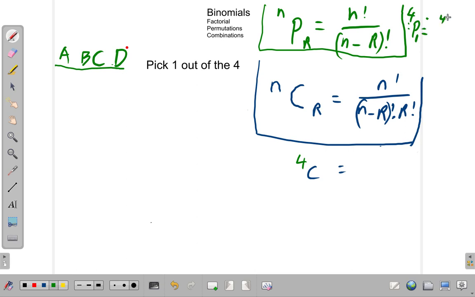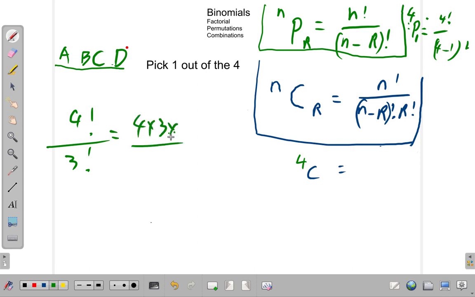4P1 would be 4 factorial over 4 minus 1 factorial. Let's work it out here. 4 factorial over 4 minus 1 factorial, which is 3 factorial. 4 factorial is 4 by 3 by 2 by 1. 3 factorial is 3 by 2 by 1. When you cancel down, you get 4. So the answer for this will be 4.